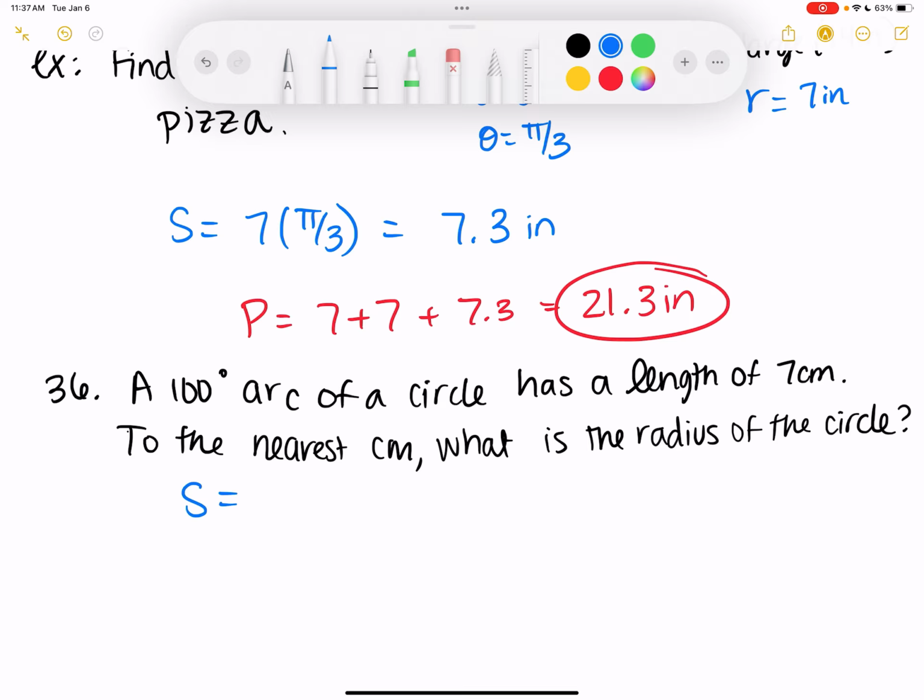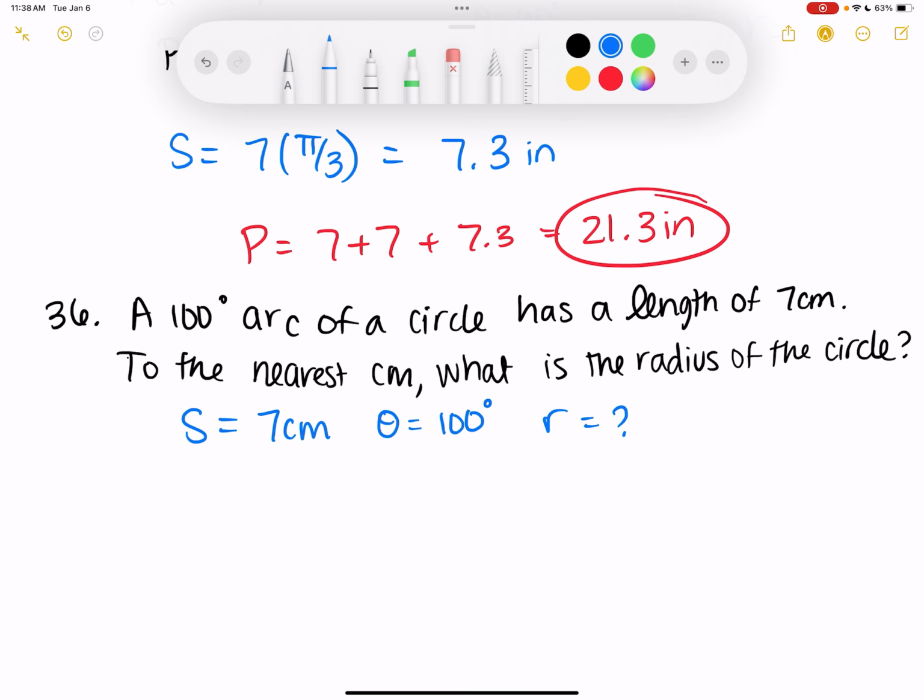S equals 7 centimeters. They said the arc of the circle's length is 7 centimeters, so that's our arc length. Theta is 100 degrees. So again, either you're going to need to use the modified formula or you're going to need to convert first. And then I'm trying to find the radius. So I'm just going to use the modified formula. So S equals pi times 7 times 100 divided by 180.